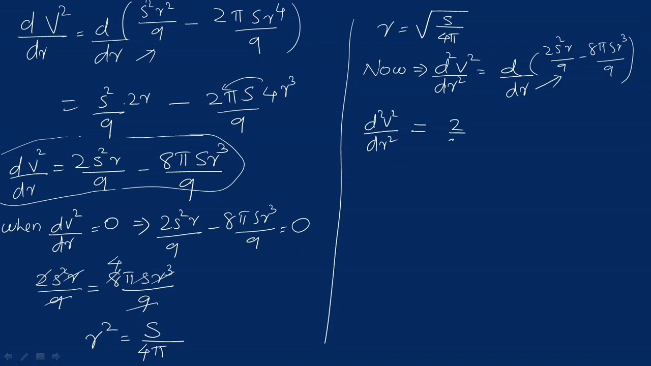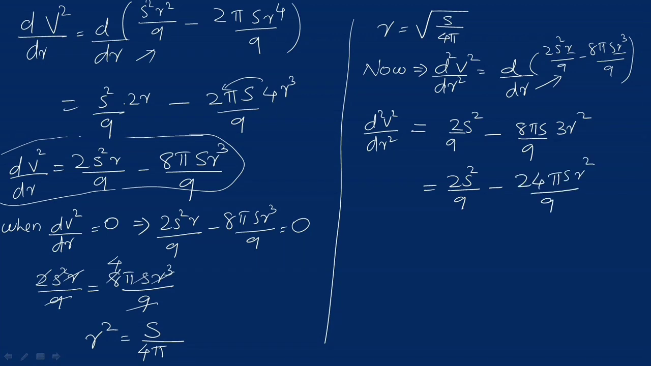So we have d square V square by dr square is equal to, first term d by dr of 2S square r by 9, that is 2S square by 9 only, minus d by dr of 8 pi S r cube by 9, that is 8 pi S by 9 is constant, into r cube d by dr, that is 3r square. Or we can write 2S square by 9 minus 8 into 3, that is 24 pi S r square by 9, that is d square V square by dr square.